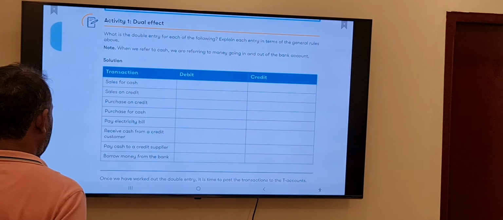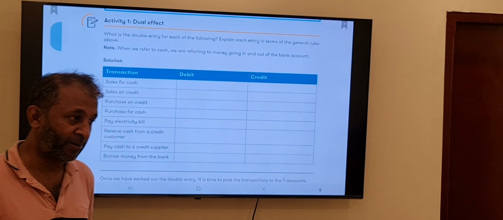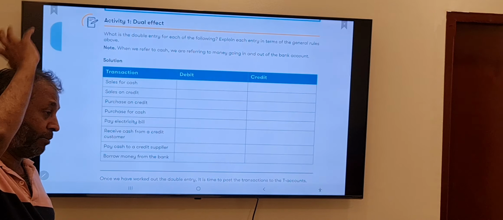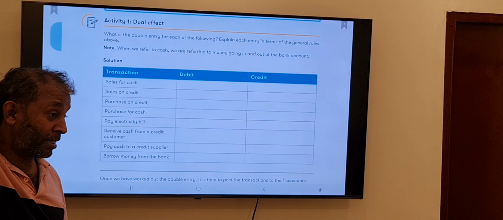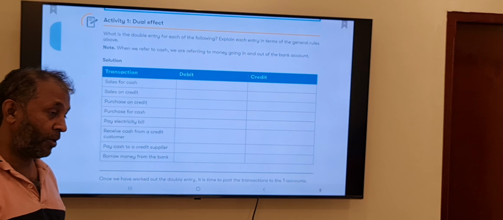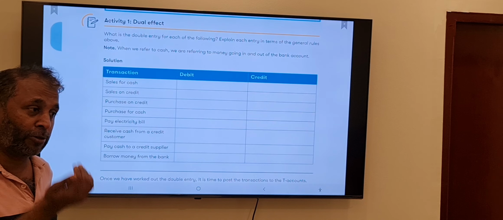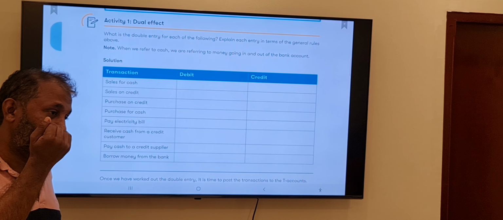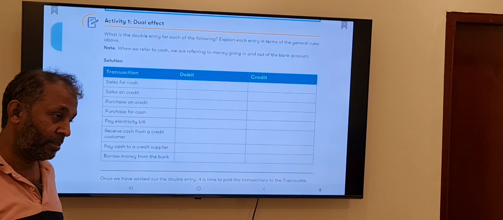Purchase is an expense. If the purchase will increase, debit. And then cash is an example of an asset. So I am purchasing for cash, then what will happen to my cash? Will it increase or decrease?